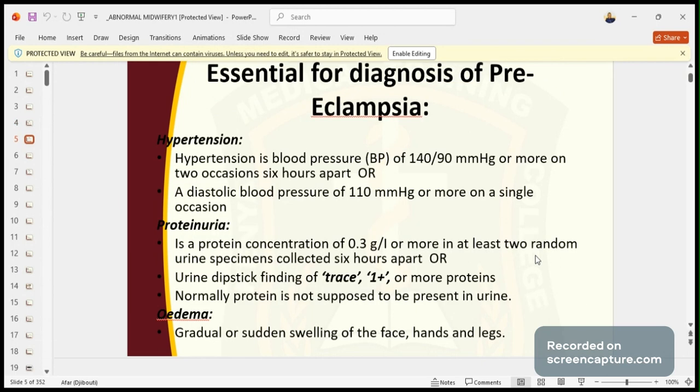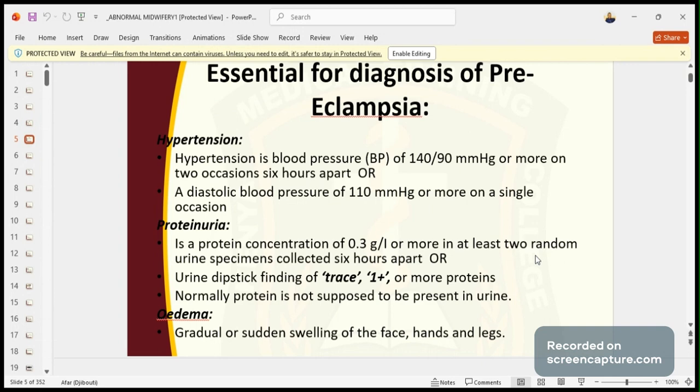So, as I told you, the essentials of diagnosis of preeclampsia pertain to the two hallmarks of the clinical presentation. One is hypertension. That is when the blood pressure is above 140 over 90 millimeters of mercury or more, but it has to be taken on two occasions, 6 hours apart. Okay, so we check each of them 6 hours apart. If the systolic blood pressure is 110 or more on a single occasion, it is also indicative. So if the systolic blood pressure is high, that is also questionable.